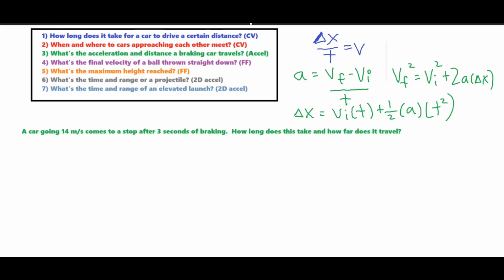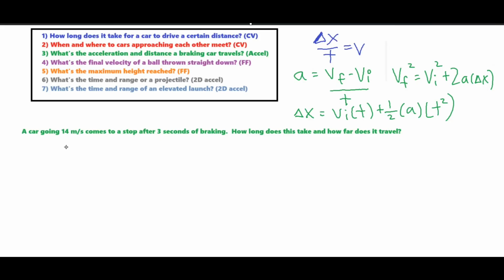Good because there's different ways we can solve a problem, and bad because we have more things to pick from, which makes our job a little bit more difficult. All right, let's get into our first accelerated motion problem. We have a car that comes to a stop that's going 14 meters per second. It comes to a stop after 3 seconds of braking. How long does it take and how far does it travel?